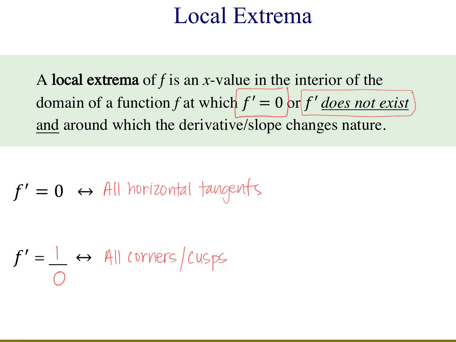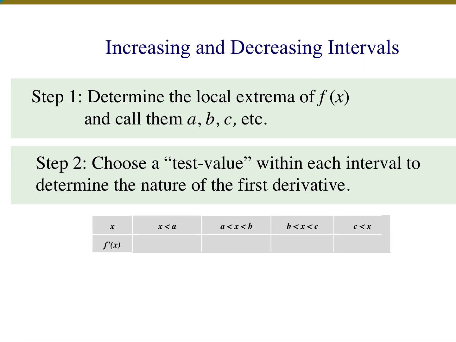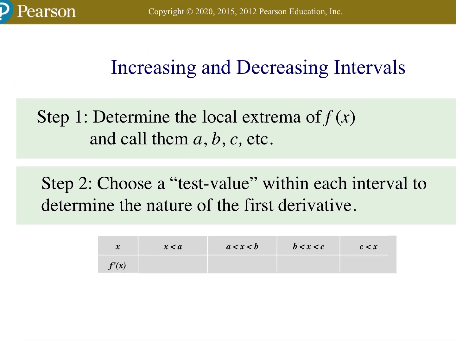So we'll be using the derivative set equal to 0, and we'll do some cross multiplying and some math, and we'll do the derivative set equal to 1 over 0, and do cross multiplying and some math. And that's going to find for us, without even knowing what the graph looked like, where all the horizontal tangents are and where all the corners and cusps are. So that is step 1. Step 1 is finding the local extrema. So for now, we'll just call them generic.